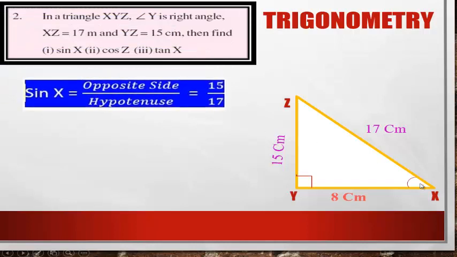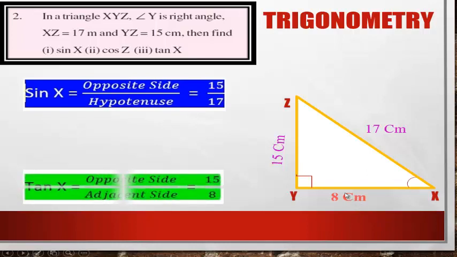Sin x. Sin means opposite side by hypotenuse, that is 15 by 17. Next, the third problem, tan x. Tan means opposite side by adjacent side, that is 15 by 8.